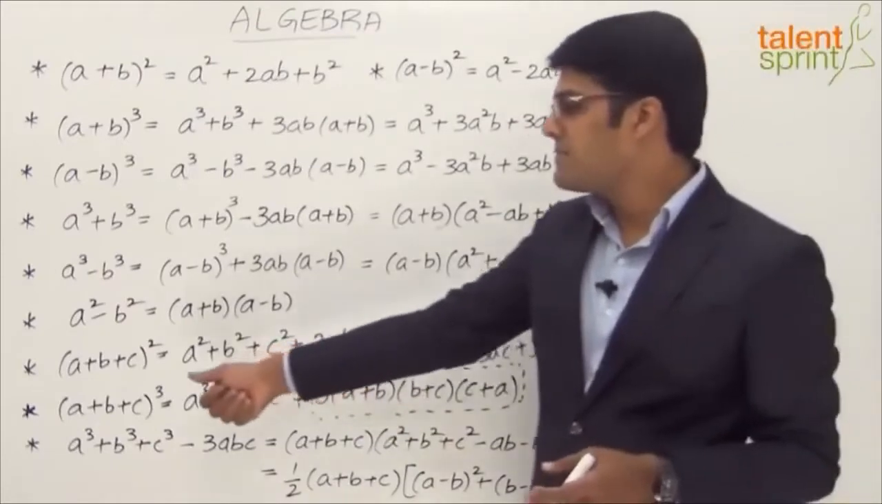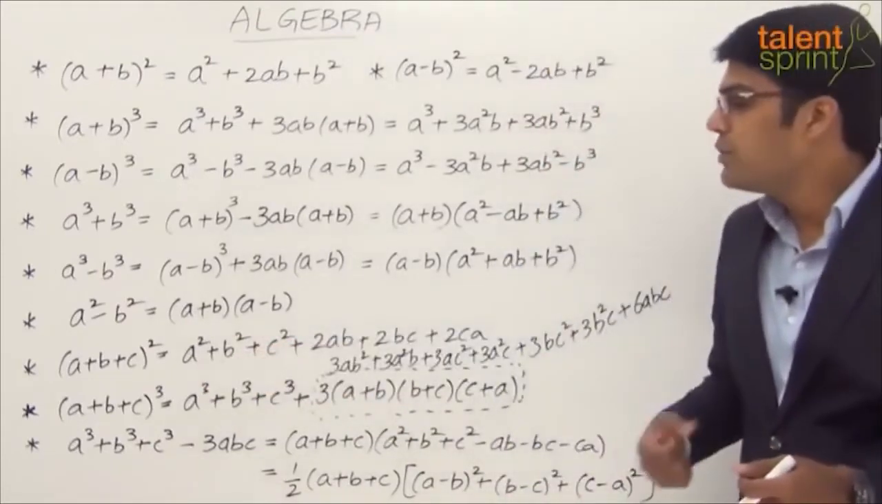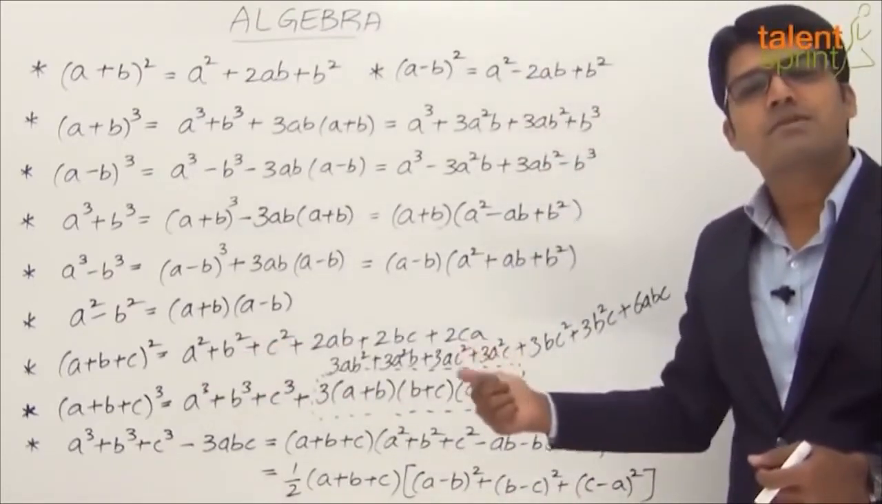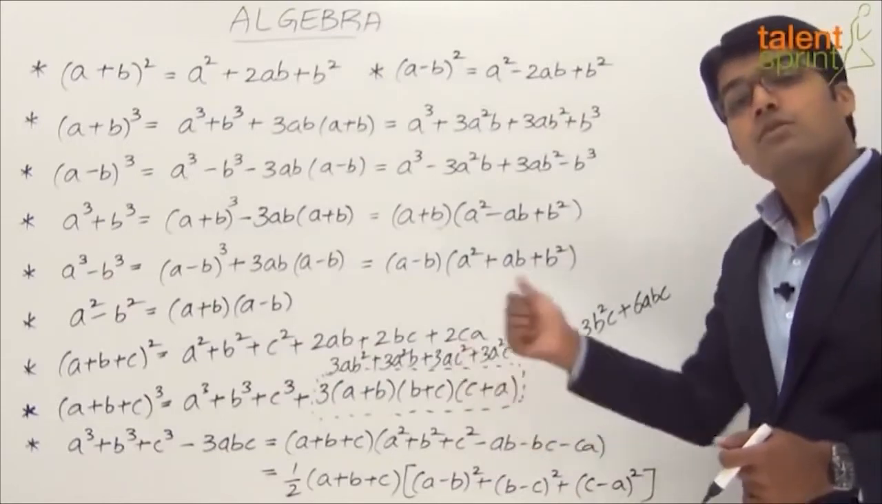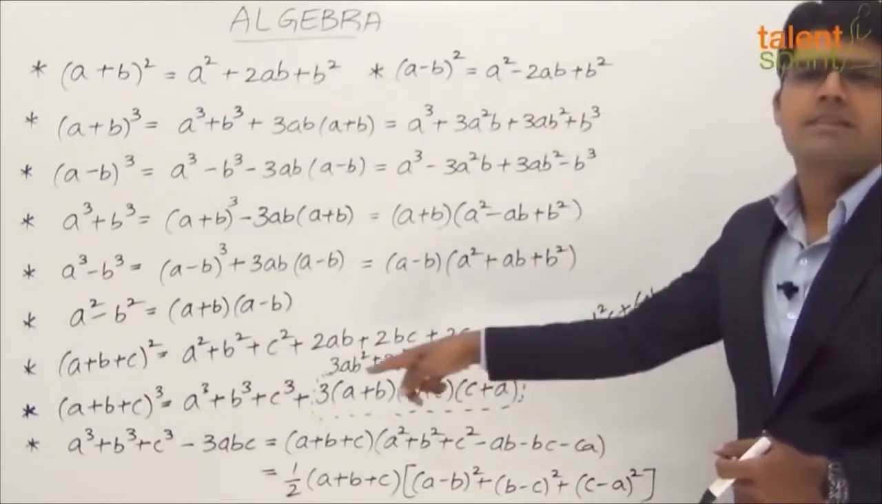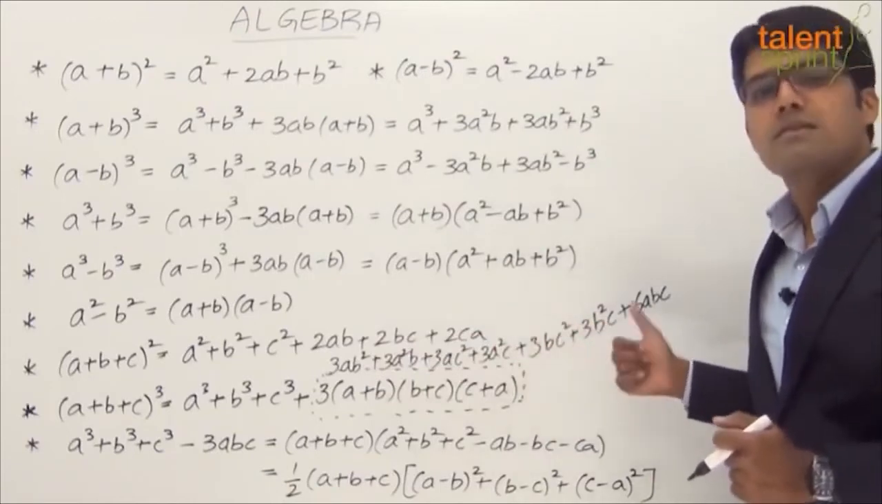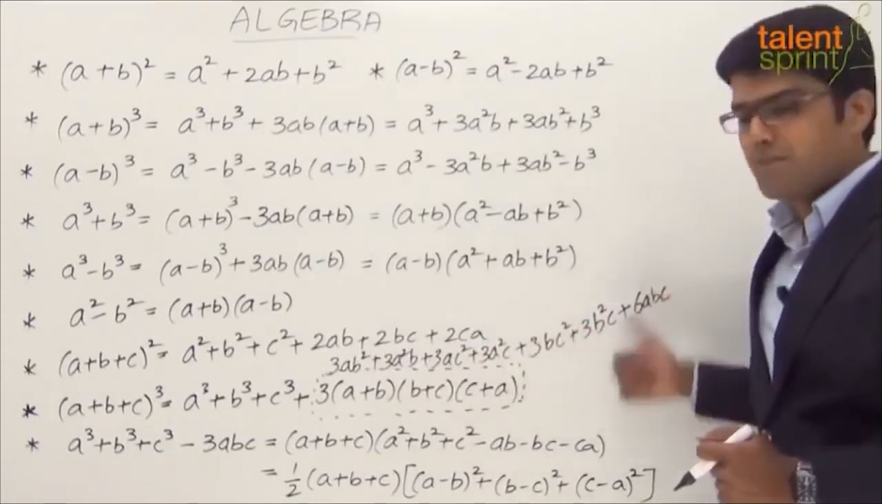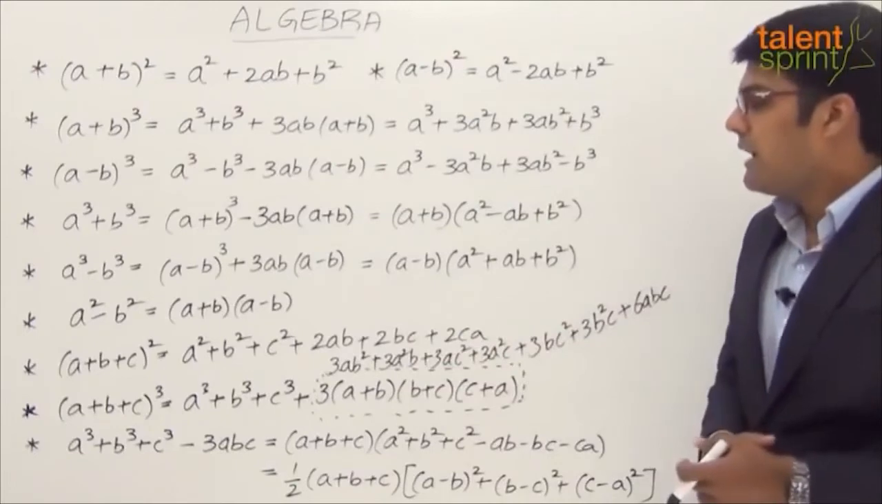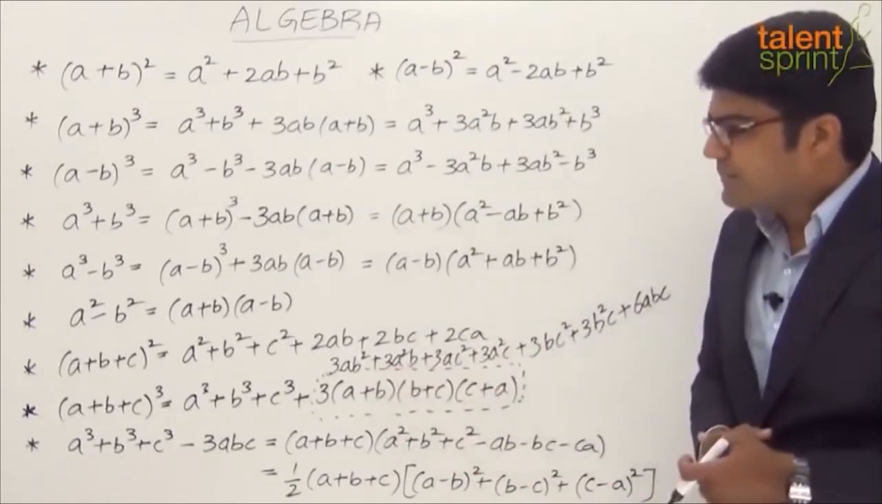So (a + b + c)³ can be taken as a³ + b³ + c³ + 3(a + b)(b + c)(c + a), or 3a²b + 3ab² + 3c²a + 3ac² + 3bc² + 3b²c + 6abc. Alright? And now the last one here, a cube.